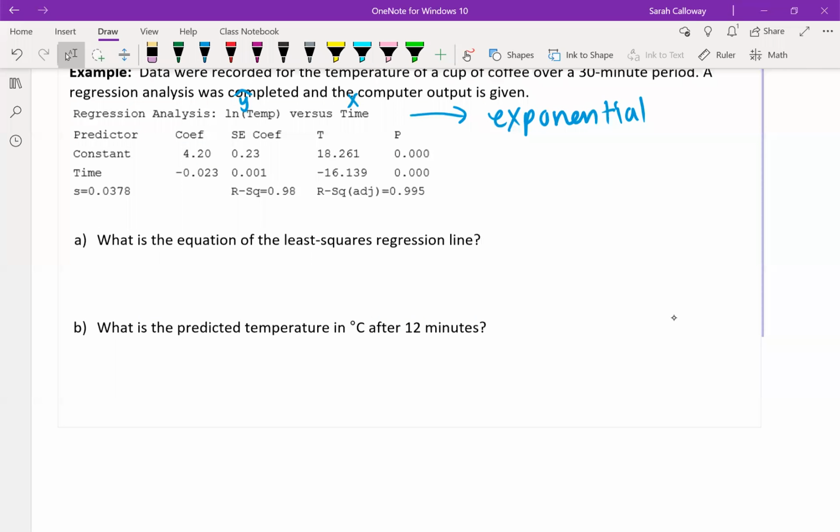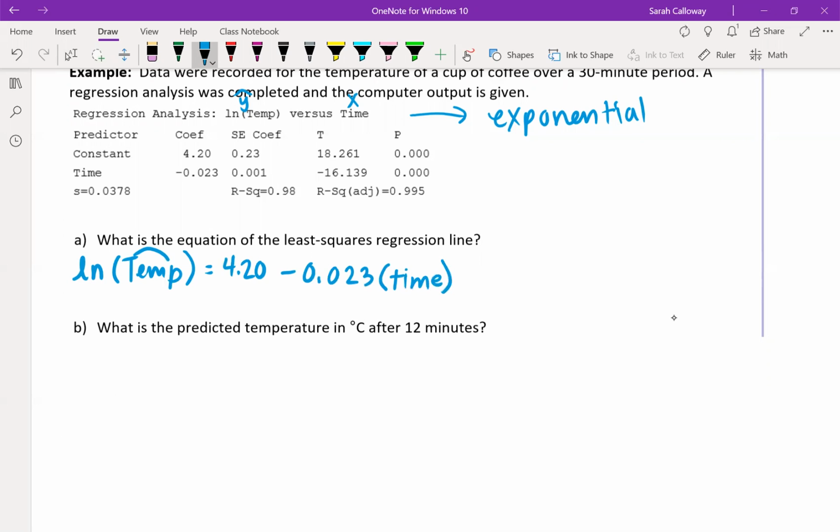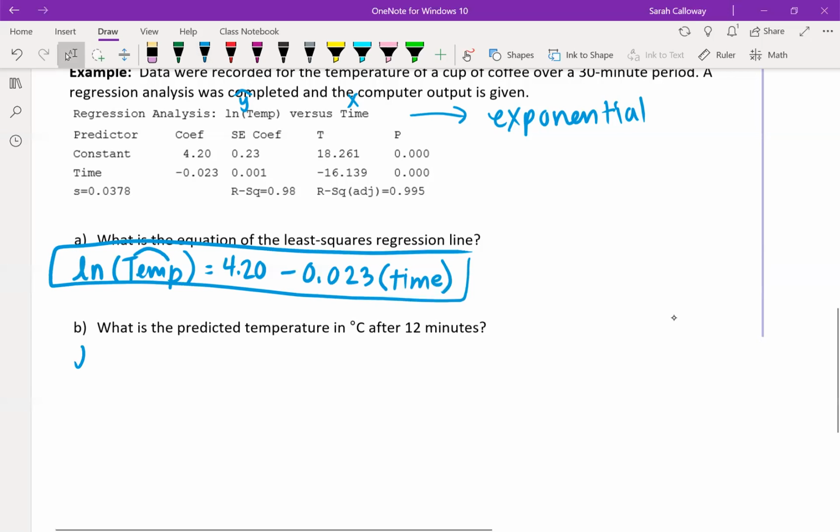So if we're writing our least squares regression line, remember that our constant is our y-intercept. So our ln of the temperature hat is equal to our constant 4.20 minus 0.023 times our explanatory variable, which is time. So that is my least squares regression line based on that computer output. I'm going to use the least squares regression line in the next problem.